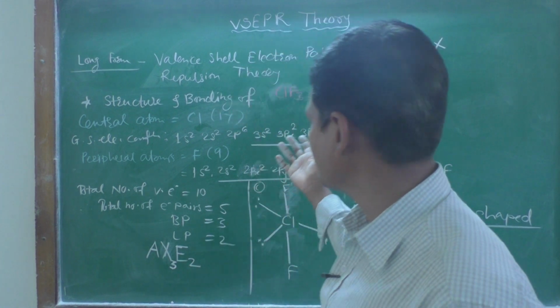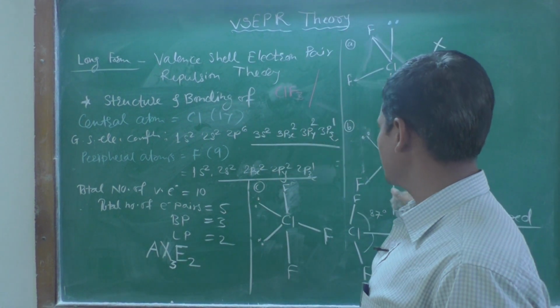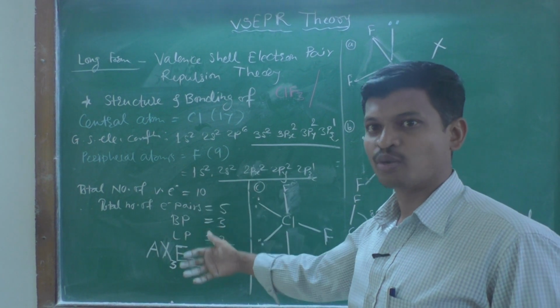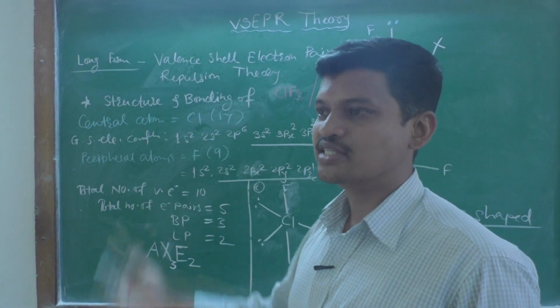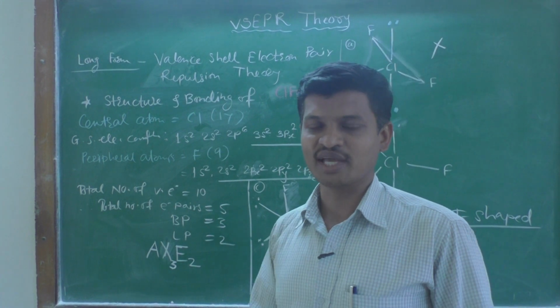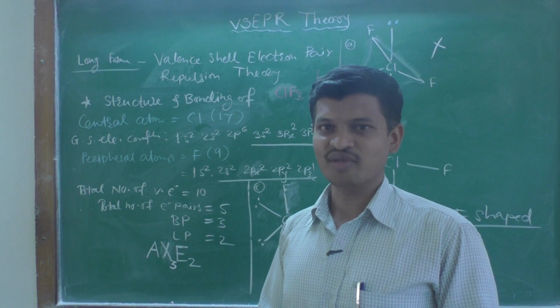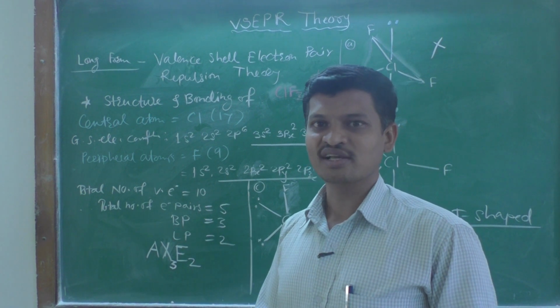So what type of questions can be asked here? What is the shape? What is the bond angle? What is the axial notation? How many lone pairs? How many bond pairs are present in the ClF3 or BrF3 molecule? Such small questions can be asked in your multiple choice type questions. And other details we have already seen here.